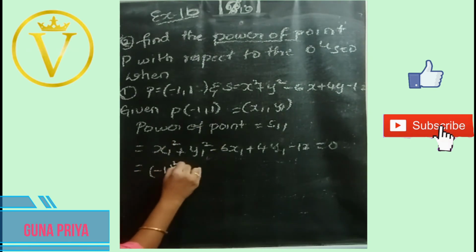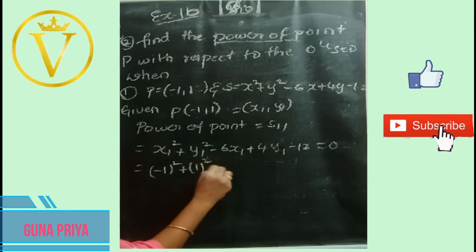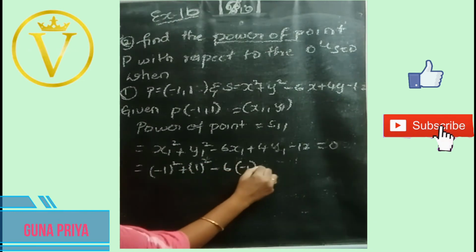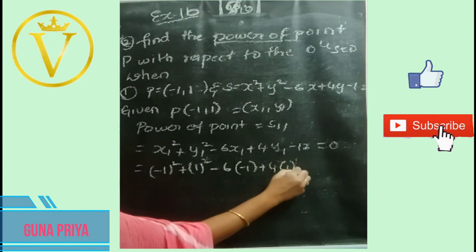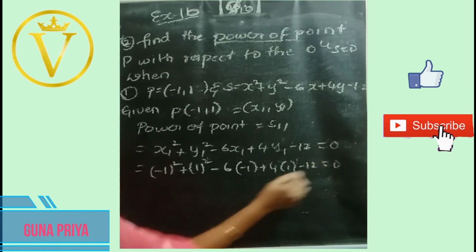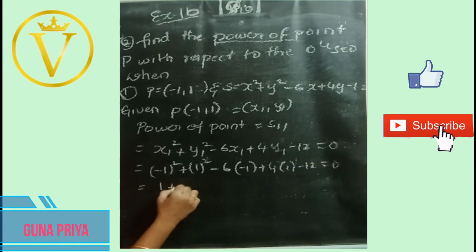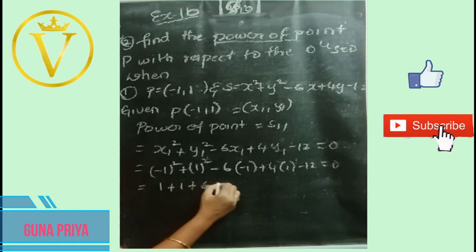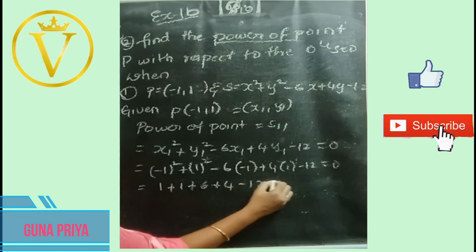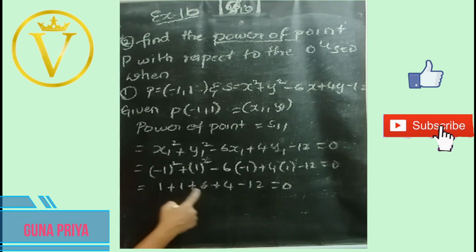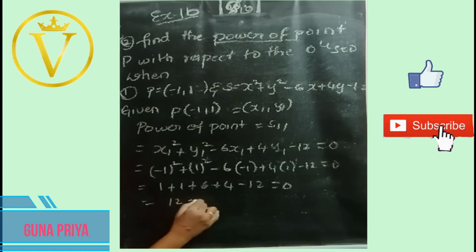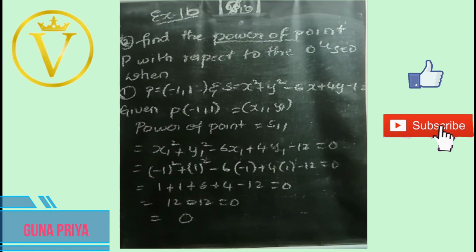Minus 1 whole square plus 1 whole square minus 6 into minus 1 plus 4 into 1 minus 12 equals to 0. So 1 plus 1 plus 6 plus 4 minus 12, that is 12 minus 12, that means 0. The power of point of the given question is 0.